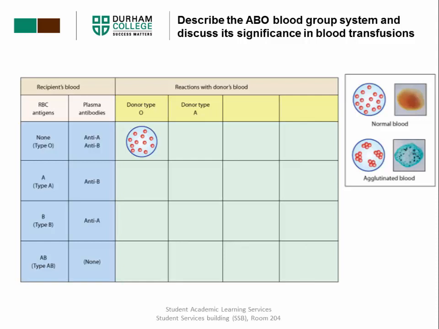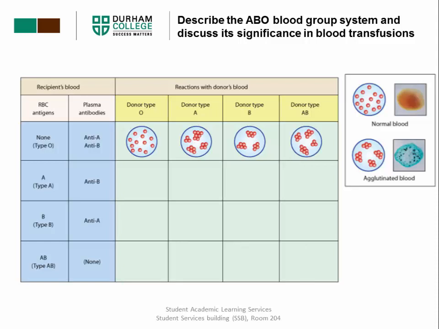If we were to donate type A blood to a recipient who is type O, the type O recipient is producing anti-A antibodies, and so it would attack and cause agglutination against the donor type A. If we were to give donor type B blood to the type O recipient, we would again have agglutination because the type O recipient has anti-B antibodies that would go and attack and agglutinate the donor's blood. If we were to put donor type AB into the type O recipient, again because the type O recipient is producing anti-A and anti-B antibodies, it would attack and agglutinate the AB blood.